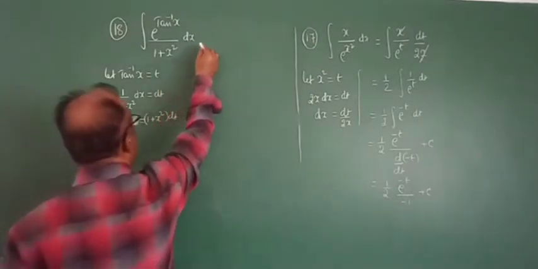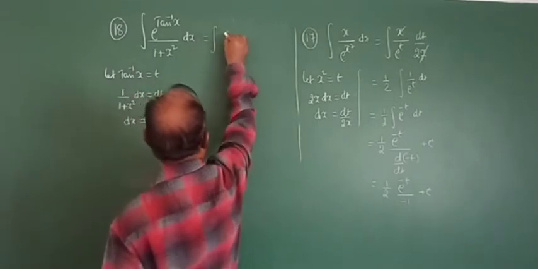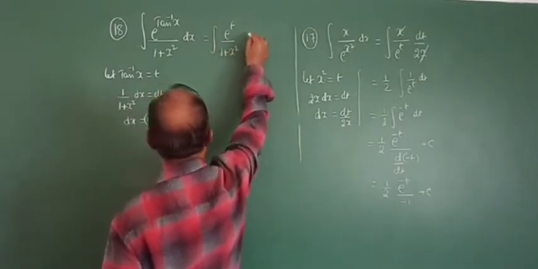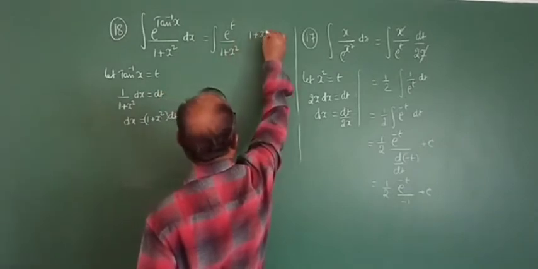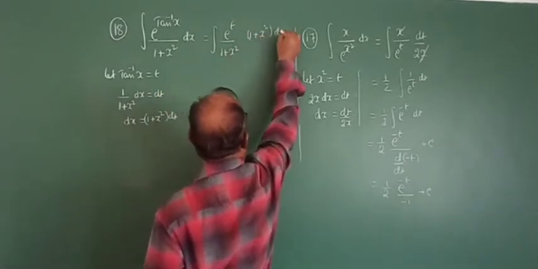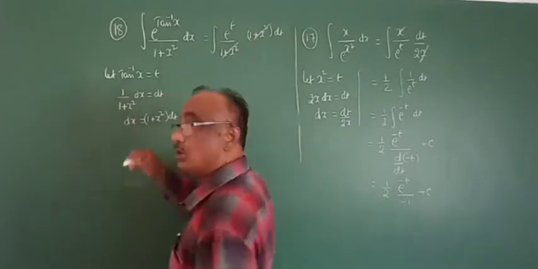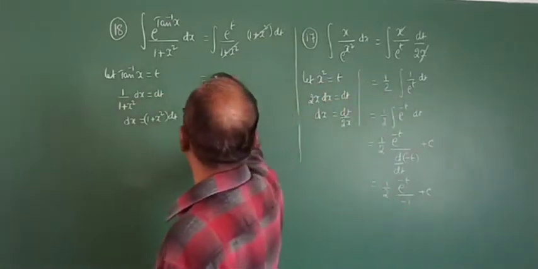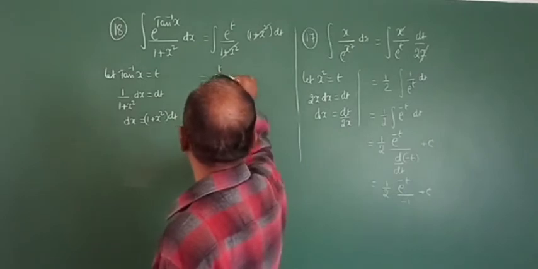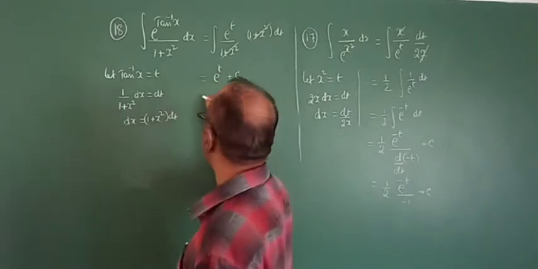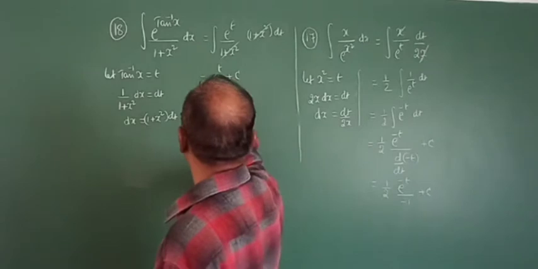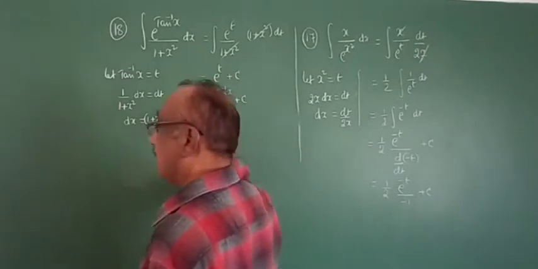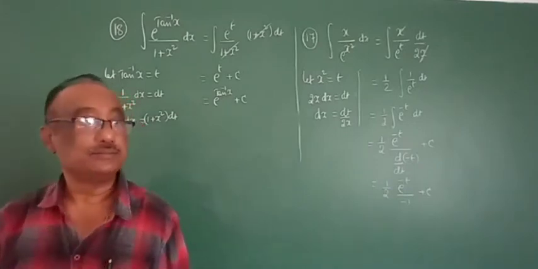Substitution: e power of t by 1 plus x square, with dx as 1 plus x square dt. Immediately the derivative part cancels. The integration of e power of t is e power of t plus c. Write t as tan inverse of x. So the answer is e power of tan inverse x plus c.